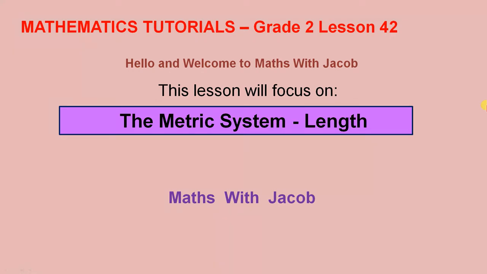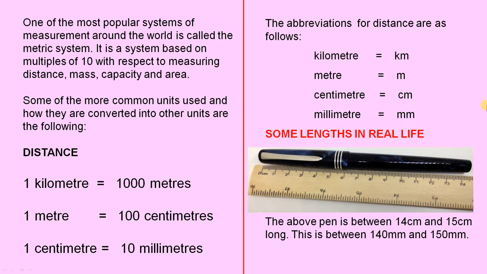This lesson will focus on the metric system, length. One of the most popular systems of measurement around the world is called the metric system. It is a system based on multiples of 10 with respect to measuring distance, mass, capacity, and area. Some of the more common units used and how they are converted into other units are the following.